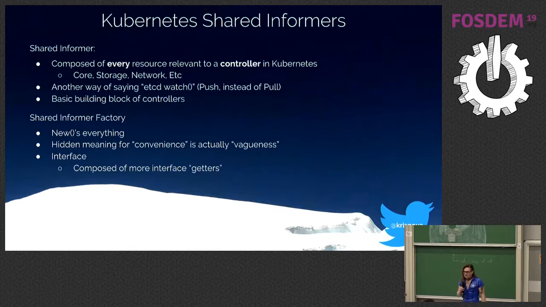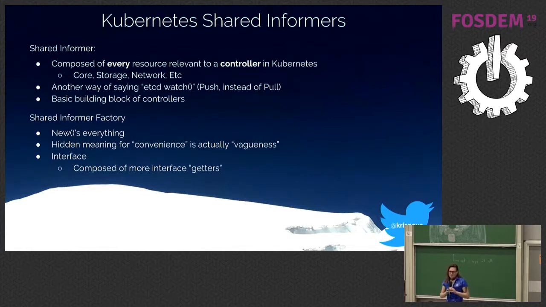A shared informer is this really important part of a controller. And all a shared informer does is it defines things like all of the different API groups your controller might be interested in interacting with. So these are things like core. Core has things like pods inside of it, storage, network, et cetera. And these are all of the different objects in Kubernetes. A shared informer is just a grouping of these, and we have a shared informer factory that we can use to go and initialize all of these wonderful Kubernetes objects behind the scenes.